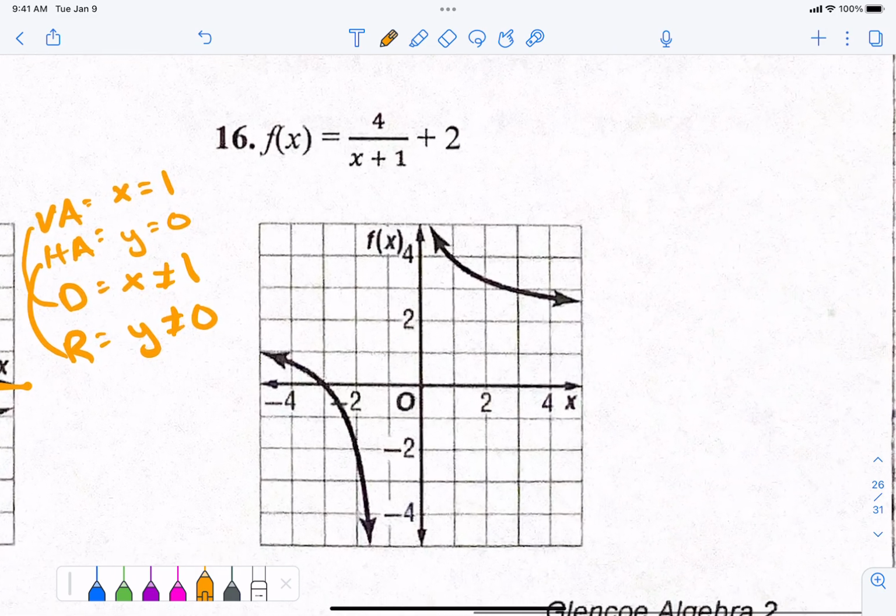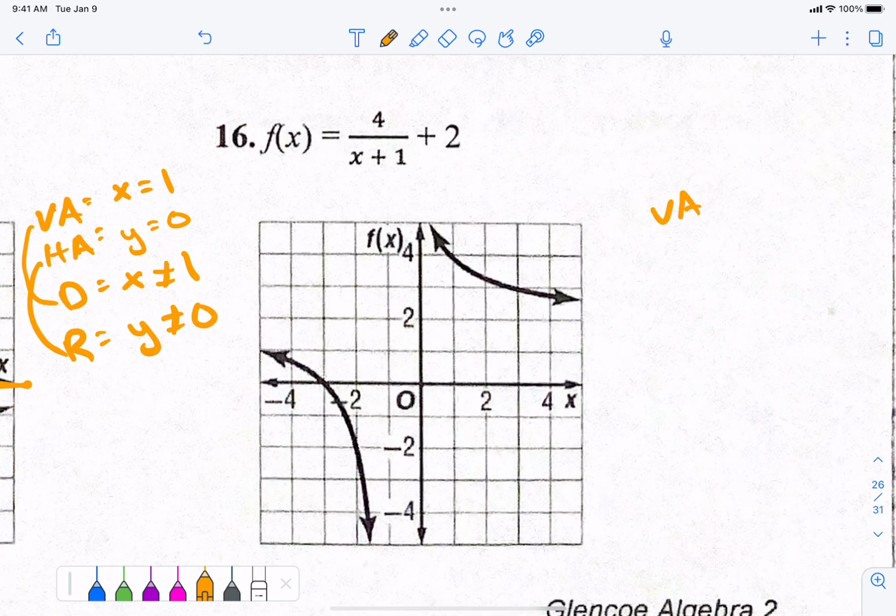All right, 16, same thing. VA, HA, domain, and range. This one's harder yet, I think, even, because it's like, where is everything located? I don't know where your vertical one is. Do you see where your vertical one is? Is it negative 1? How do you know it's negative 1? Just look at it and then flip it. Look at the equation. x plus 1 means left 1, right? So I know that my vertical one is at negative 1, right?